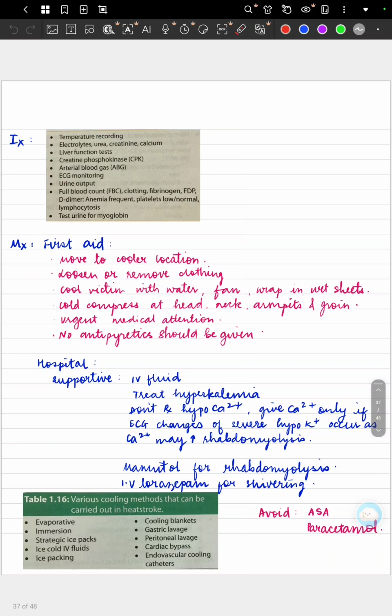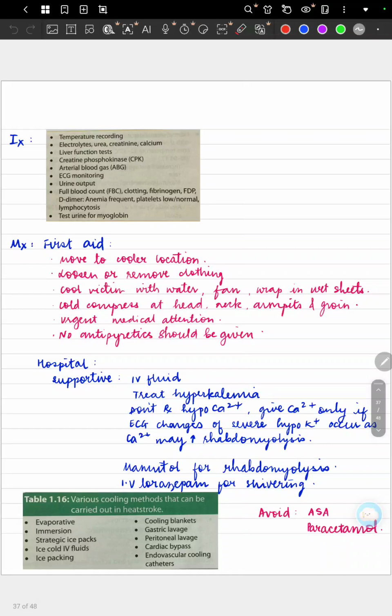Now management, the first aid. First aid is always to move the person to a cooler location, loosen or remove the clothing, then cool the victim with water and a fan, wrap in wet sheets, then apply cold compresses at the head, neck, armpits, and groin region. Urgent medical attention is required. No antibiotics should be given.